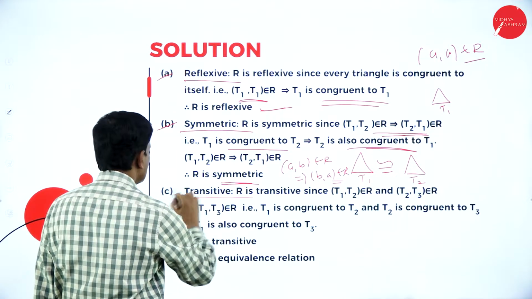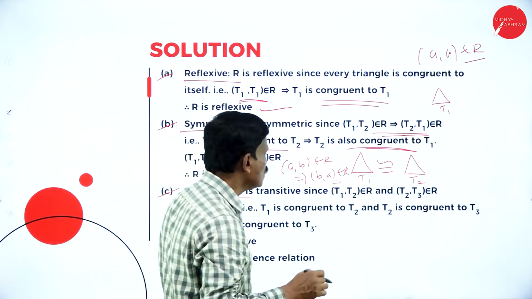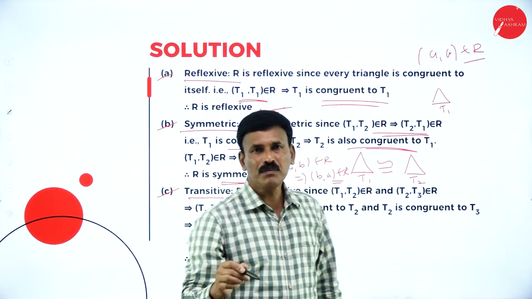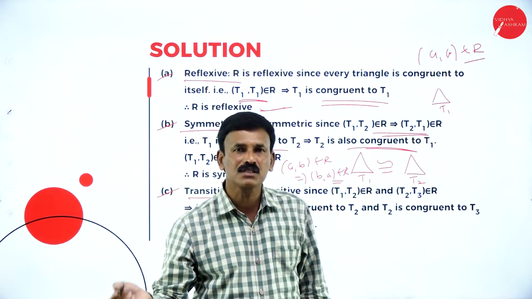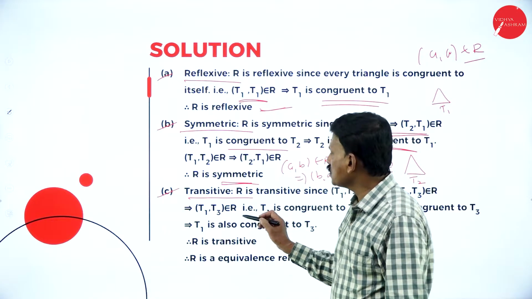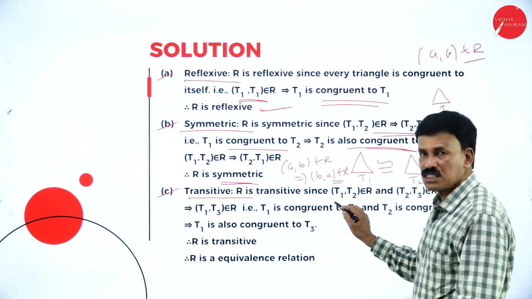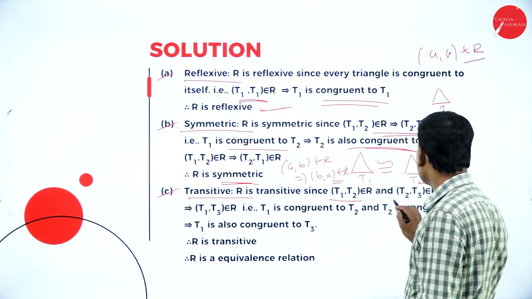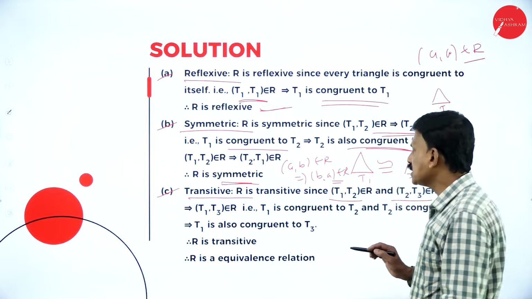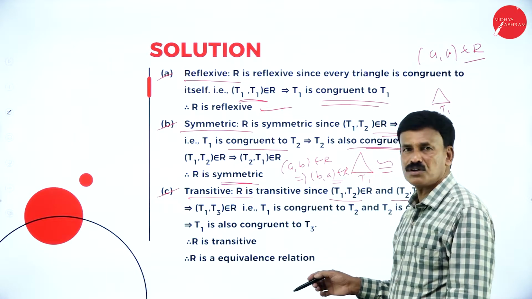The third property is the transitive. What is transitive? If (A, B) belongs to R and (B, C) belongs to R implies (A, C) also belongs to R. This is transitive because, since triangle T1 is congruent to T2, and T2 is congruent to T3, T1 is also congruent to T3.